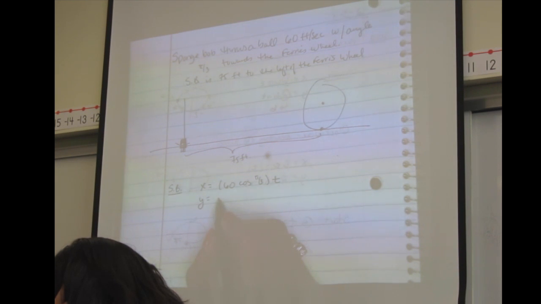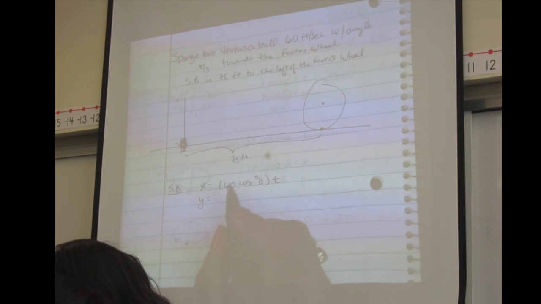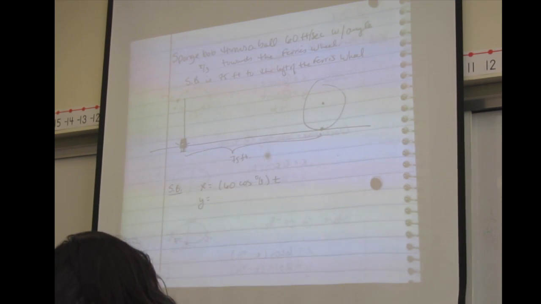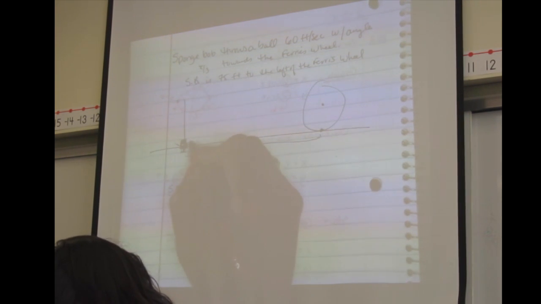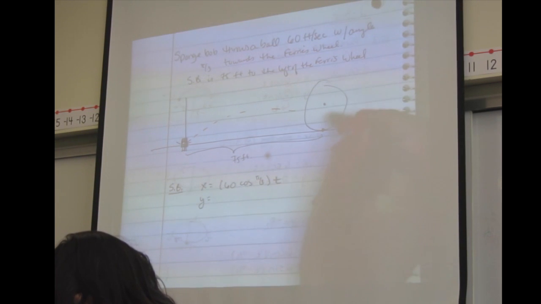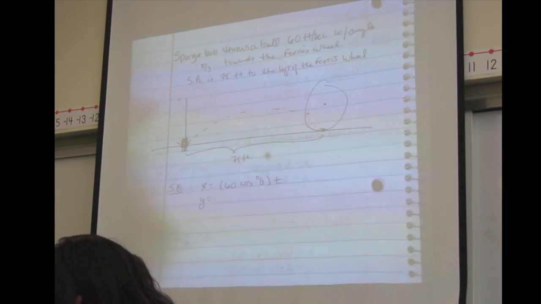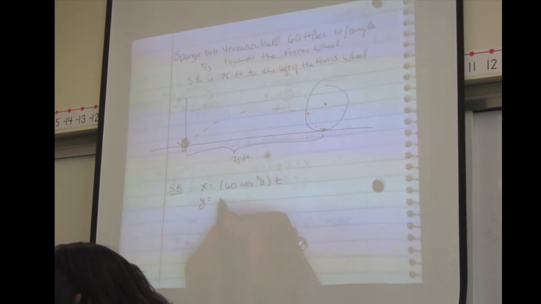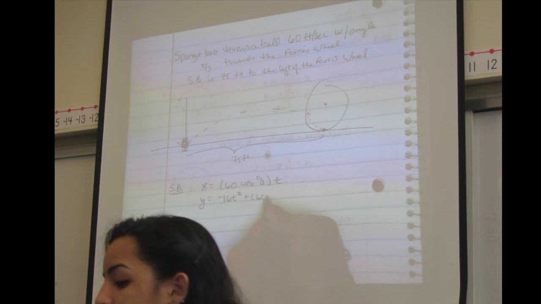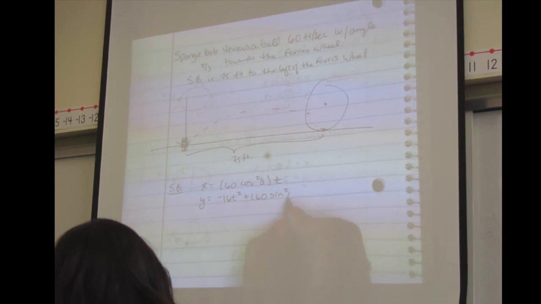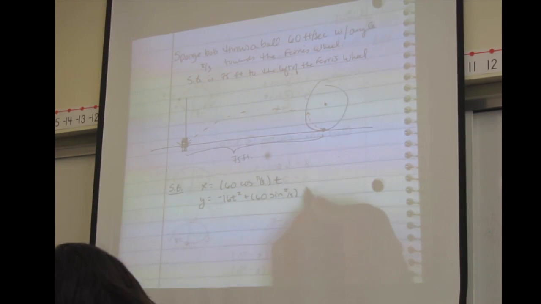Y is? Yep, projectile, because the ball is gonna go this way. You're gonna go this way, and you catch the ball. And then y equals negative 16 T squared plus 60 sine pi over 3 T plus, plus the initial height.